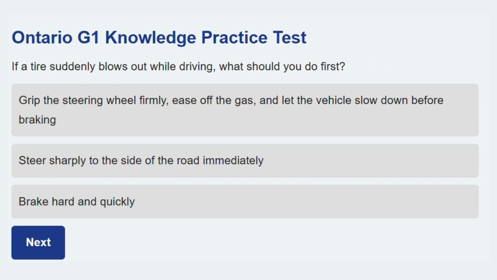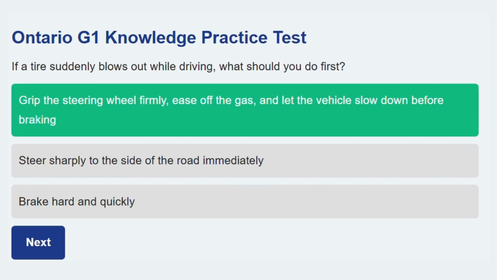Moving on. If a tire suddenly blows out while driving, what should you do first? Grip the steering wheel firmly, ease off the gas, and let the vehicle slow down before braking. Controlling the steering and maintaining the lane is the immediate priority.